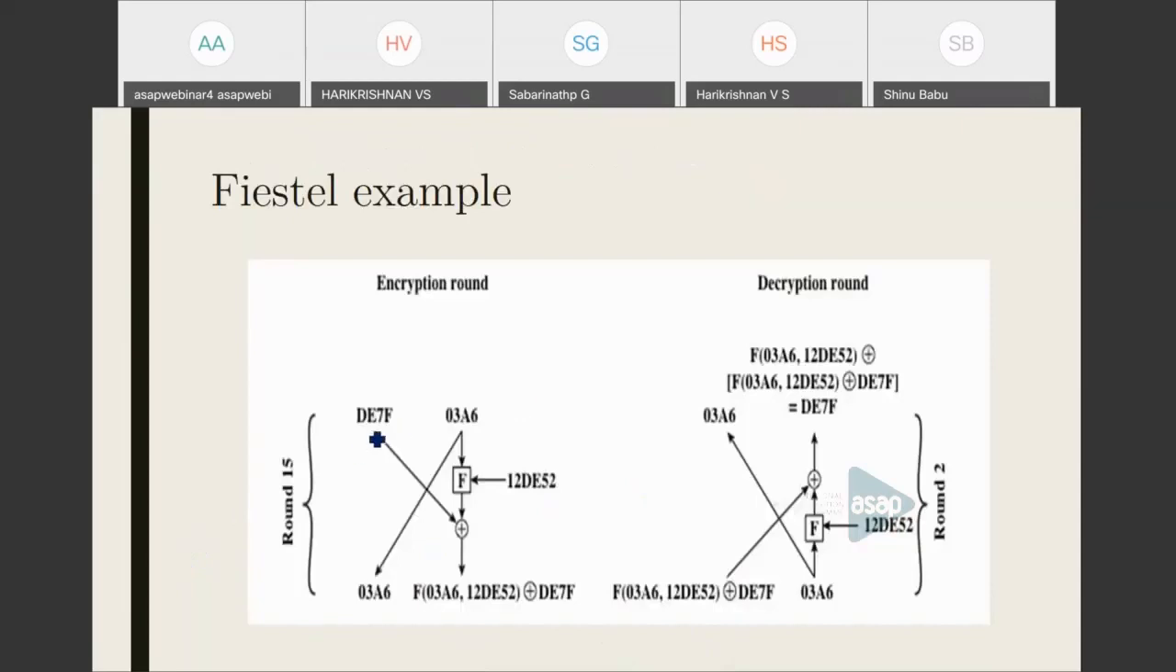Okay, the example here is shown in hex, not binary. It is difficult for us to understand. So maybe in a particular round there is a half and 03A6 at the right half. Now this goes in as such to the left half of the next round.